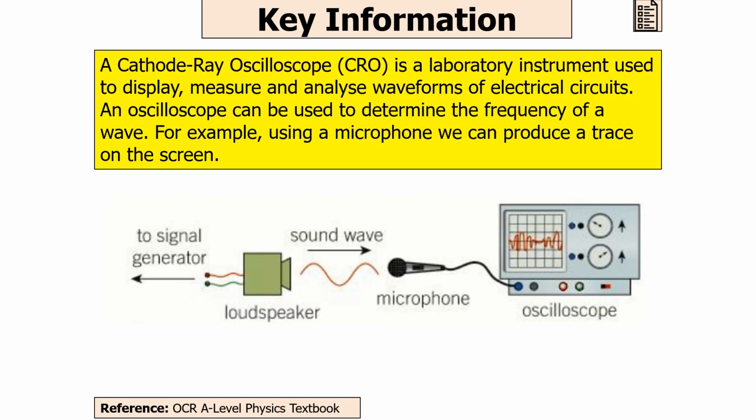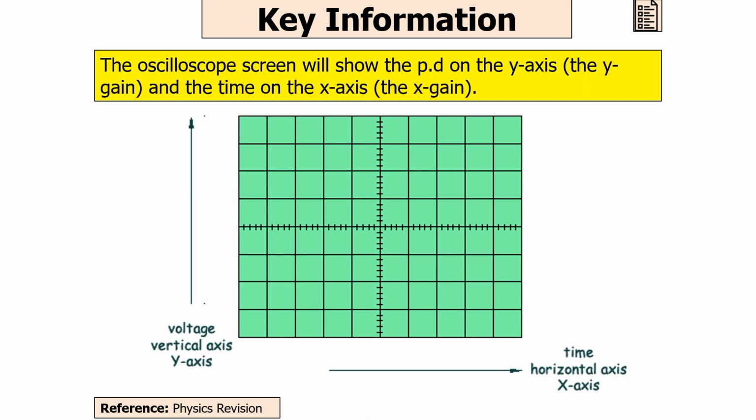Now, a cathode ray oscilloscope, or CRO, is a laboratory instrument used to display, measure, and analyze waveforms of electrical circuits. An oscilloscope can be used to determine the frequency of a wave. For example, using a microphone, we can produce a trace on the screen. Now, the oscilloscope screen will show the potential difference or voltage on the y-axis, or the Y gain, and the time on the x-axis, or X gain.